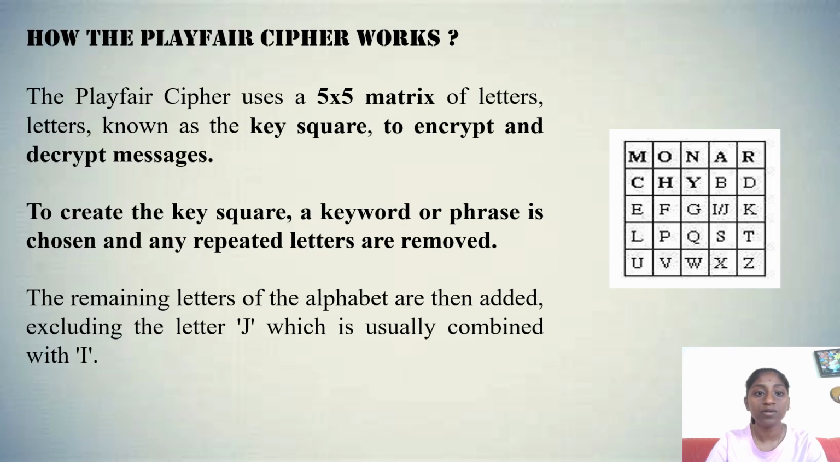Now let's look into how the Playfair cipher actually works. The Playfair cipher uses a 5 by 5 matrix of letters known as the key square to encrypt and decrypt the messages. To create the key square, a keyword or a phrase is chosen and any repeated letters are removed. The remaining letters of the alphabet are then added, excluding the letter J, which is usually combined with I. Here we can see that I can be combined with J. 5 into 5, in a sense, we have 25 boxes. Usually J is used rarely, thereby it is combined with I.